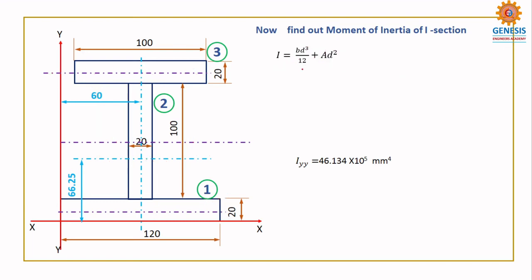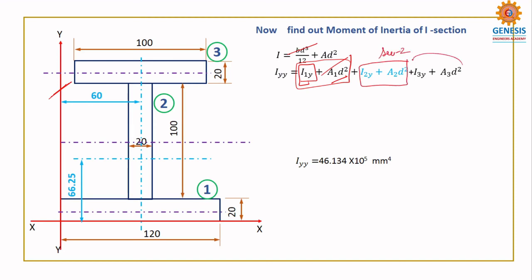Okay, now we move on to one thing, that is IYY. IYY is equal to I1Y, that is your formula, plus the area into the distance squared. This total is called the parallel axis theorem. This is section 2 and this is section 3. I have added up all the things because it is a combination. Okay, now this is I1. IYY is equal to, I will apply, see how these are formed.